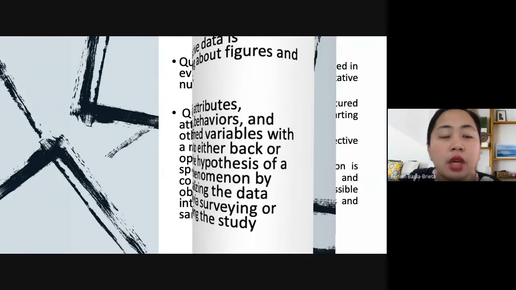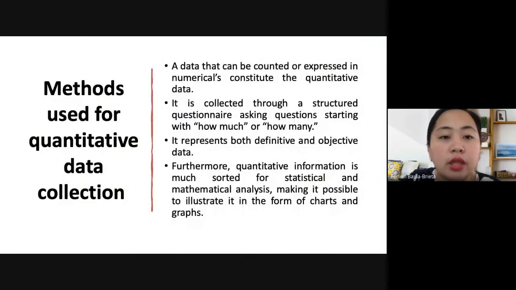Now, these are the methods useful for quantitative data collection. First and foremost, a data that can be counted or expressed in numericals constitutes the quantitative data. So you have to use a method that would have an answer in numbers. It is collected through a structured questionnaire. So quantitative data is quantification. The attribute is to measure. That's why you need to have a research instrument that is structured.